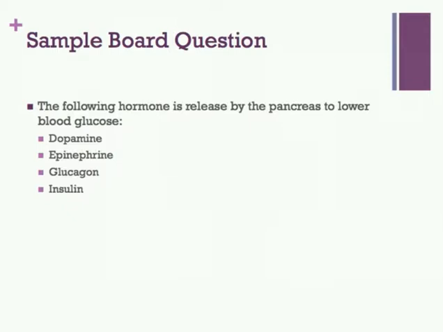Here is your sample board question. It should seem easy now. Which of the following hormones is released by your pancreas to lower blood glucose: dopamine, epinephrine, glucagon, or insulin? Always go with your best answer. Sometimes there might be something that kind of trips you up because it could be right. I want you to concentrate on choosing the best answer instead of going down that rabbit hole. And with that, we are done.